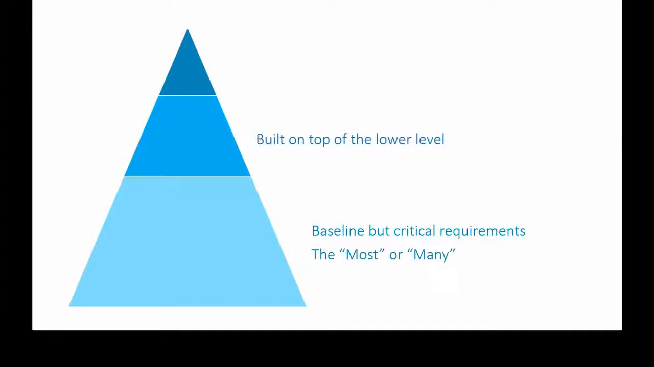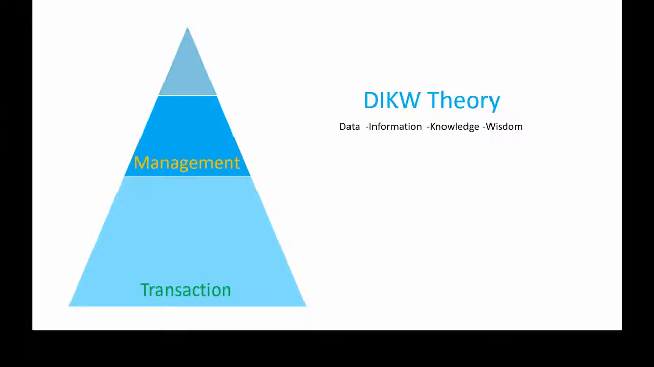First, let's think about information using the classic pyramid model, where the bottom level represents the baseline but critical requirements, and also the most or many transactions. The mid-level is built on top of the lower level, and the top level represents the highest value, as well as requiring the most resources to attain. Now let's apply the DIKW theory to this model. Don't worry, DIKW is just a term from information services that represents the progression of information from data to information to knowledge to wisdom. The business world has adapted and simplified this to 3 levels: transaction, management, and strategy.